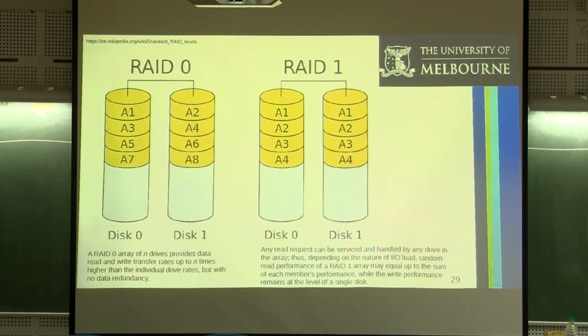If one of the disks fails, then you can reconstruct it through a copy process of just copying all of the other one across. So that's RAID 0 and 1.